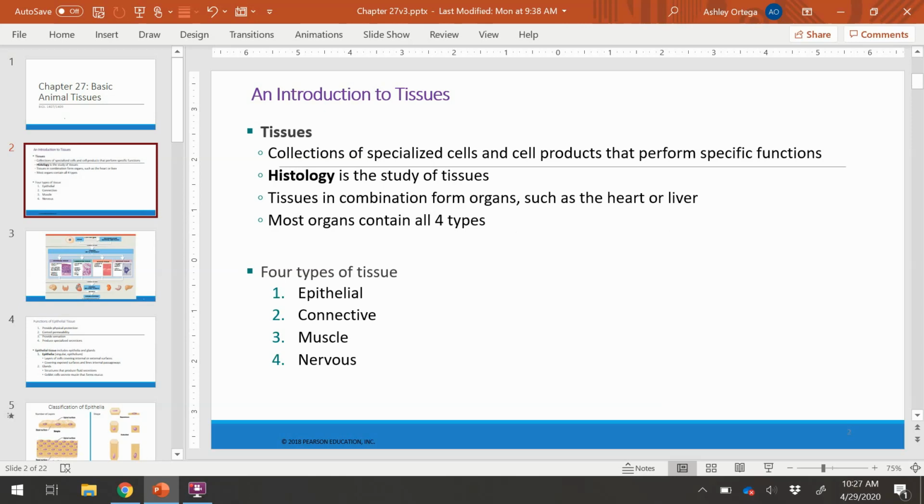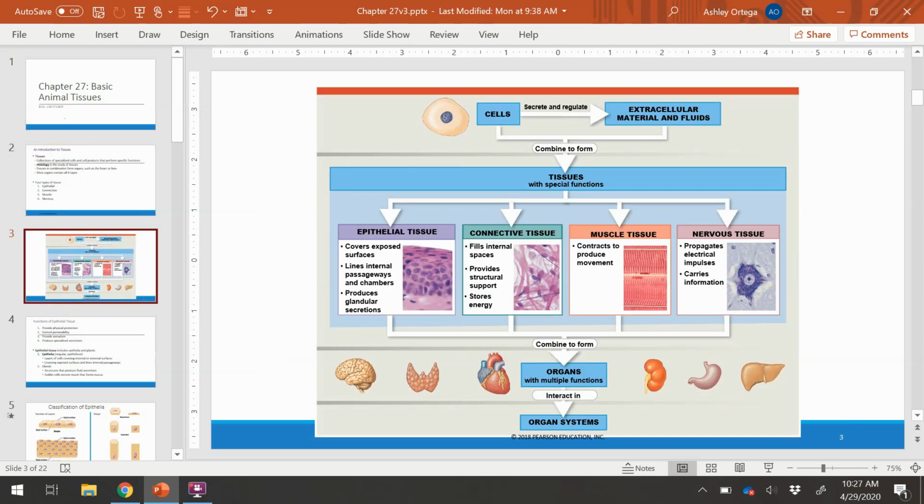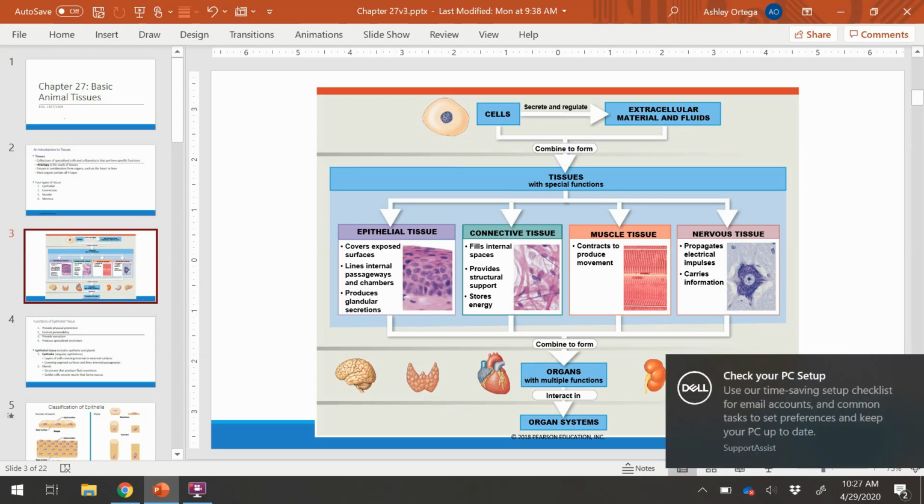So tissues combine to form organs, like the heart and liver, which are made up of many different tissue types. And so most organs actually have all four types of tissue. Those four types are epithelial, connective, muscle, and nervous tissue. If you see here, this is just a diagram that outlines how this forms. Cells themselves secrete and regulate an extracellular material or matrix and other fluids that surround the cells. This combines with the cells to form tissues. Tissues perform specific functions, as we see.